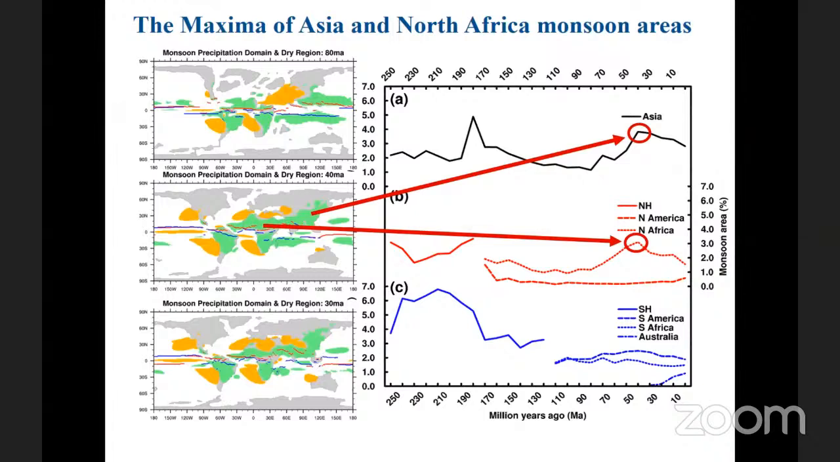For the North African monsoon, we can also see at 40 MA, North Africa is still south of 30° north. So it's right. It's also at the right position. Then at 30 MA, the African continent keeps moving northward. So we can see the monsoon area, you can start seeing the dry area, the monsoon area shrinking.